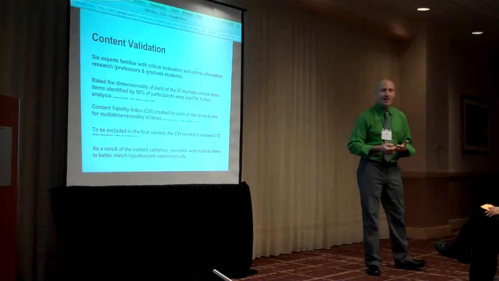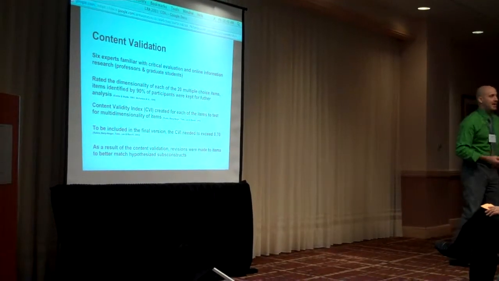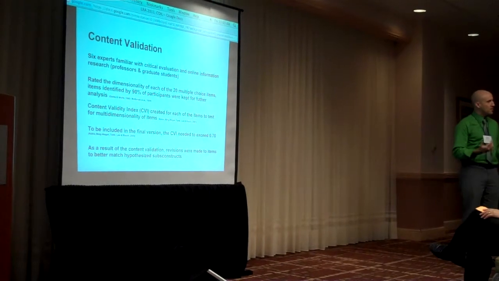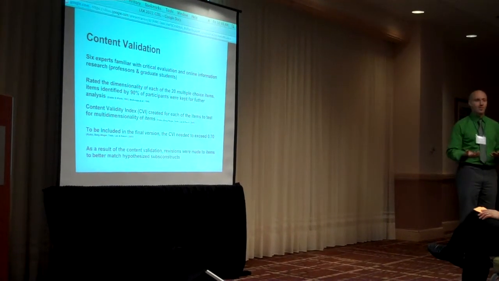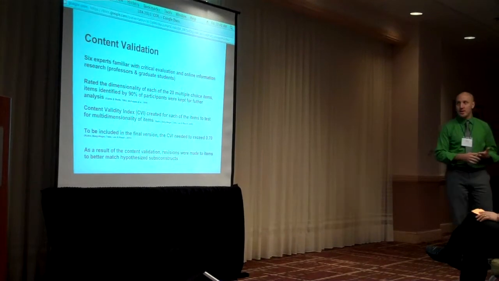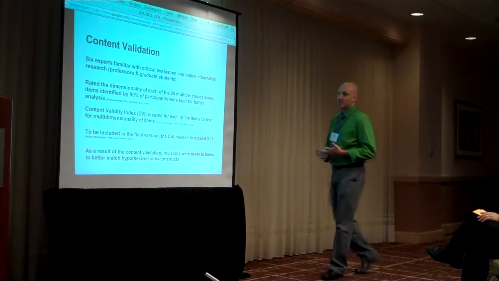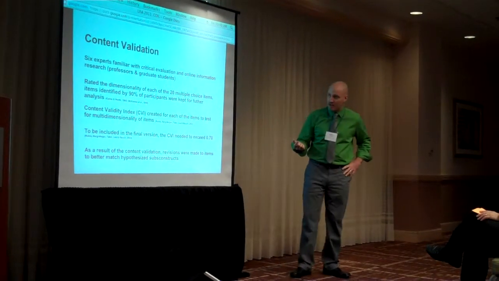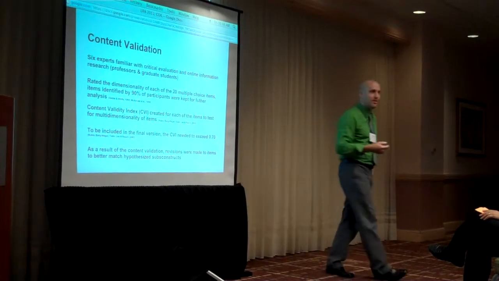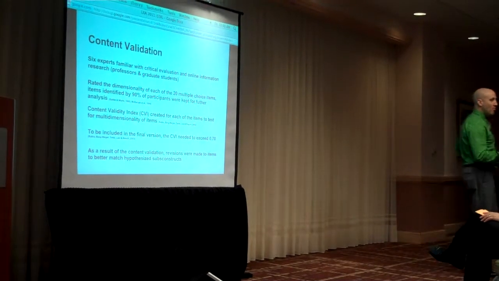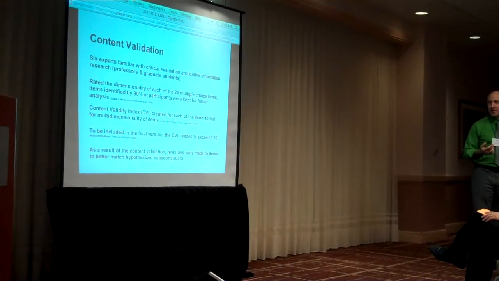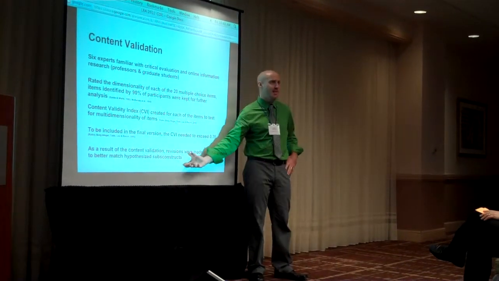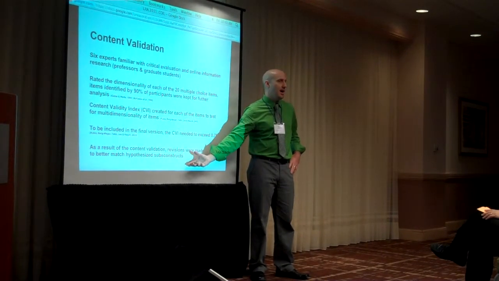In the content validation stage, we put the items through a panel of experts. These experts included professors and graduate students who were familiar with research and critical evaluation and online information. They rated the dimensionality of the 20 multiple choice items, and we calculated a CVI. We had to have a 0.70 in order to pass from one round to the next and be included in the pilot of the instrument. Extensive revisions were also made to the items. We detail these in the paper.